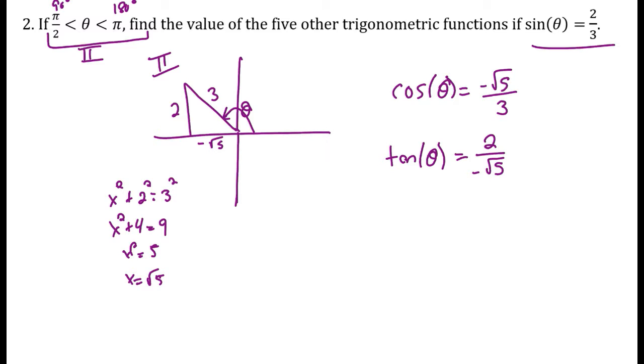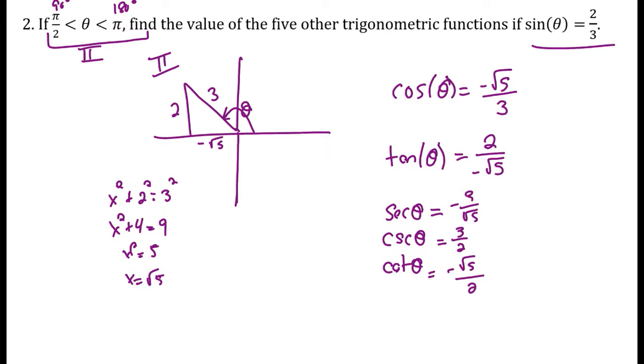Well, those are 2 of the other 5. What are the other 3? The other 3 are secant, cosecant, and cotangent. Well, what is secant? Secant is the reciprocal of cosine. So negative 3 over radical 5. Cosecant is the reciprocal of sine, 3 halves. Cotangent is the reciprocal of tangent, negative radical 5 over 2.